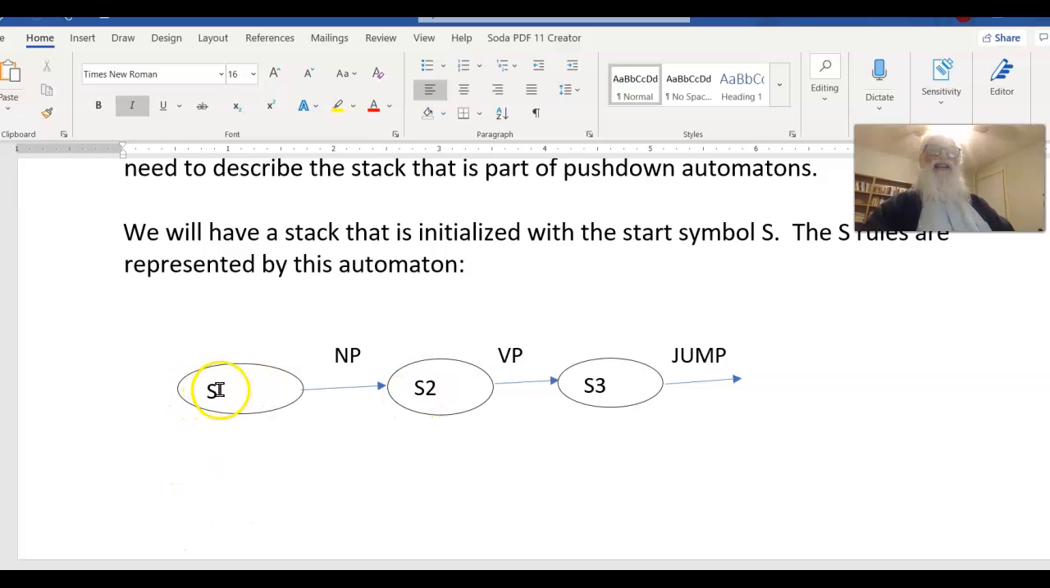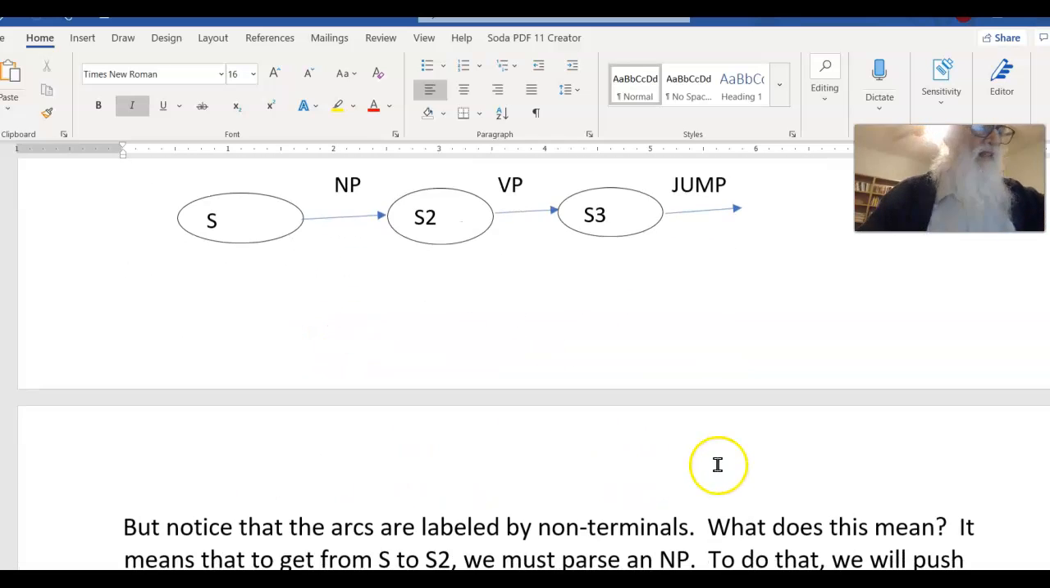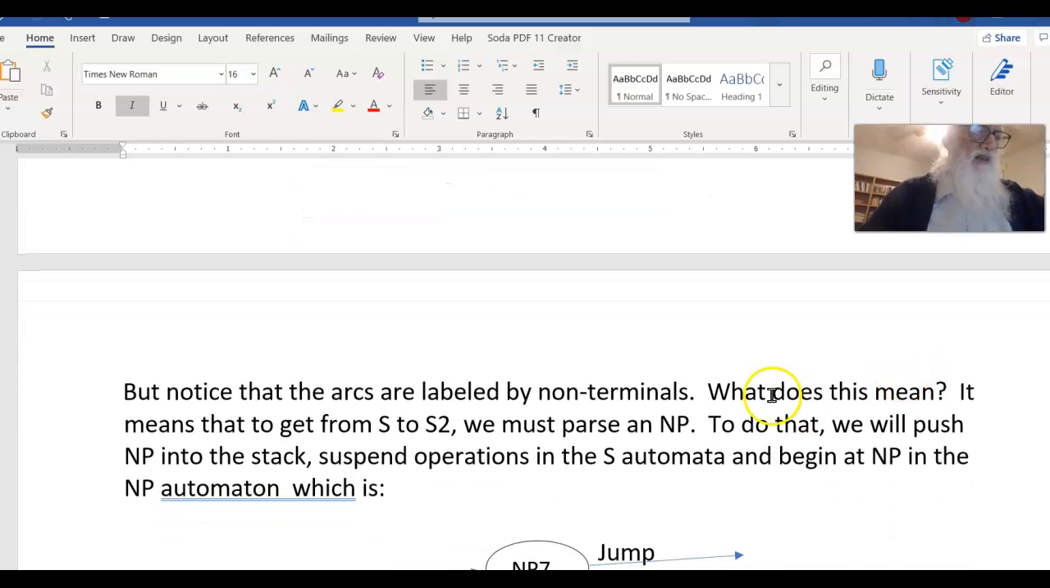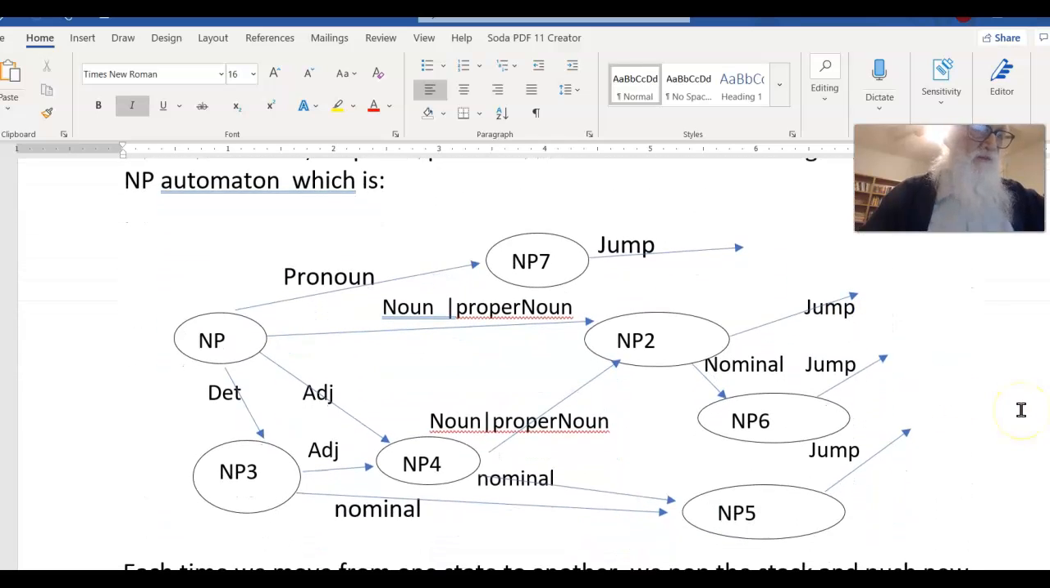you suspend what this network is, and you go to the network that begins with NP, and you work in that network. And at some point in that network, you jump out of it and say, I have an NP for you. And you go back to this network. We're in S, we get an NP, we jump to S2, or we go to S2. Now, NP is a lot more complicated than S was.